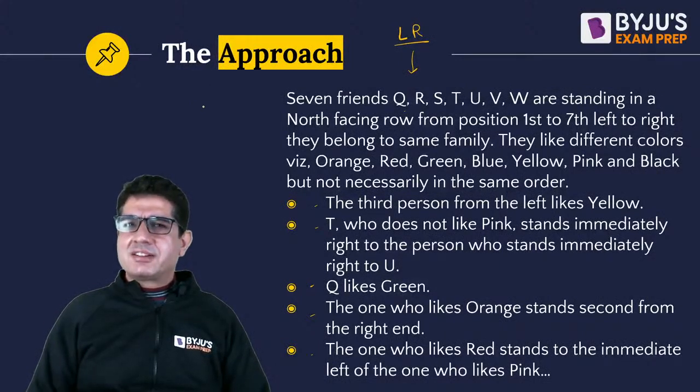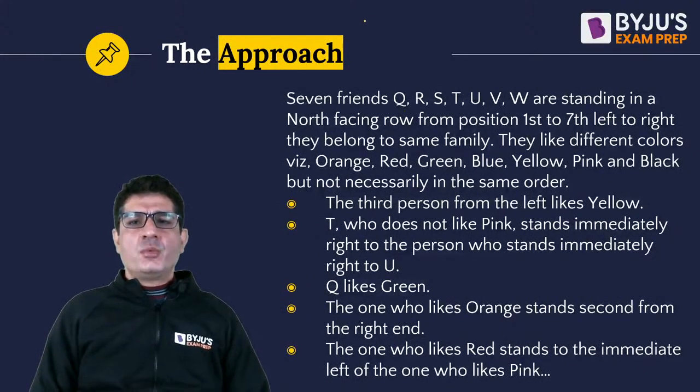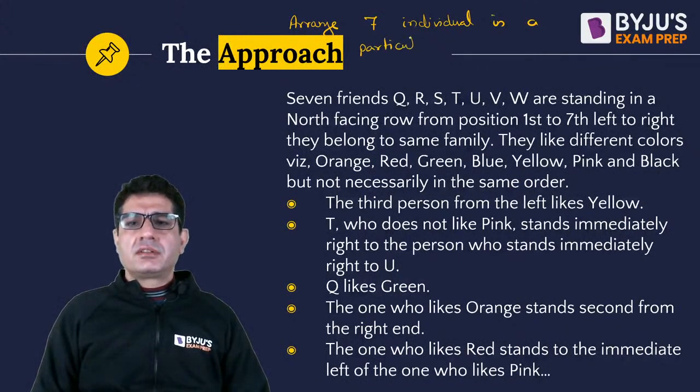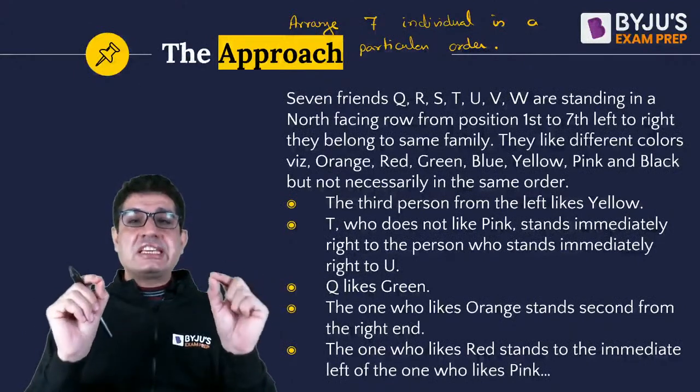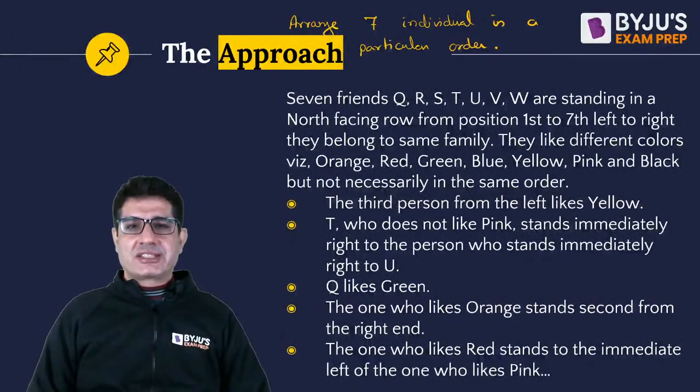So what do you think? What are we supposed to do in this particular question? We are supposed to arrange 7 individuals in a particular order. So we are supposed to figure out a particular sequence for these 7 individuals.